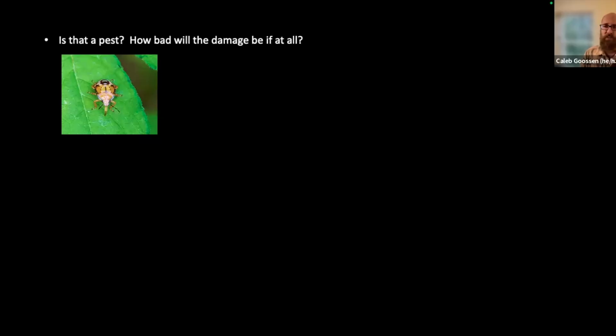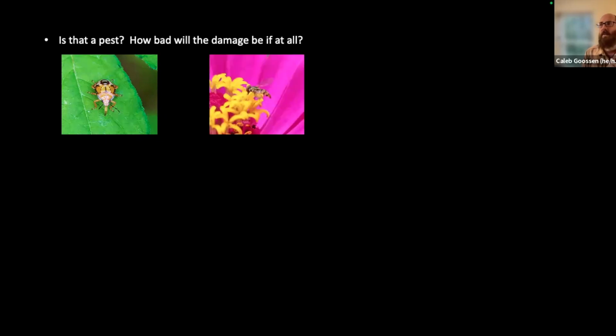So when you see a critter, is it a pest? How bad will that damage be? Is it worth controlling? In this instance, that one looks pretty spooky, but that's actually a spined soldier beetle, or I forget the full name. That thing loves to eat other bugs, including Colorado potato beetles. So you want that one.